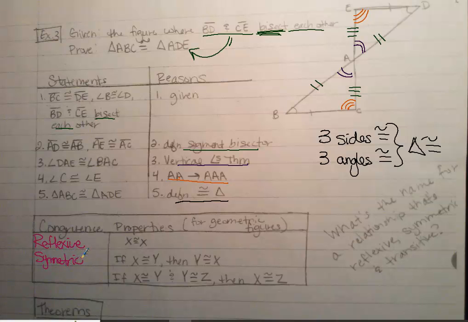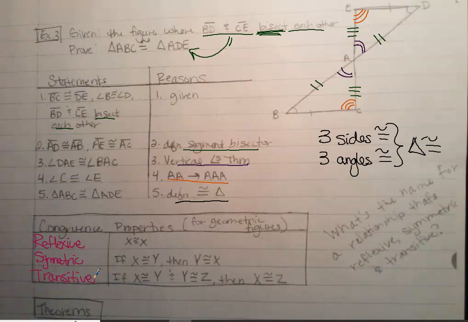That doesn't look so good, SYMM. And the last one, if x is congruent to y and y is congruent to z, then x is congruent to z. Right? We can take out that middle person. That's the transitive property. Okay, so these keep coming up.